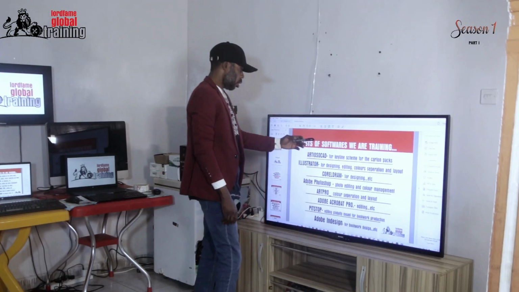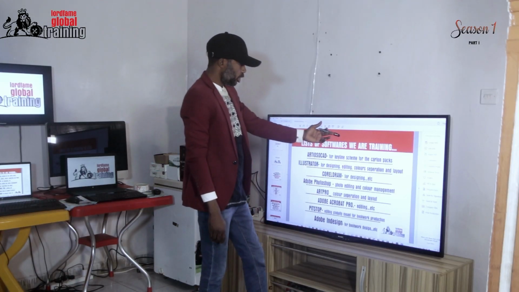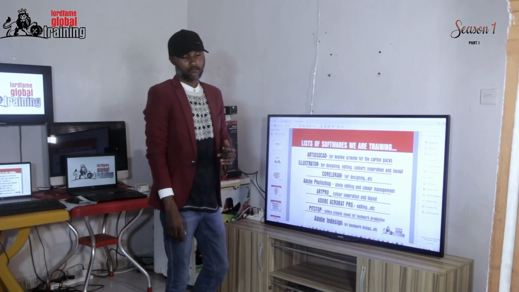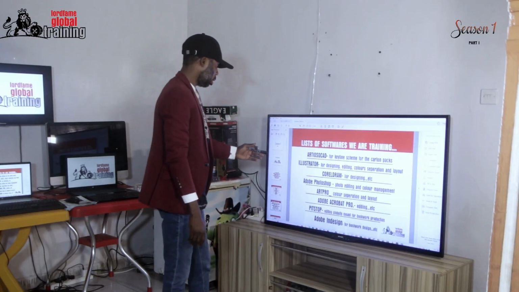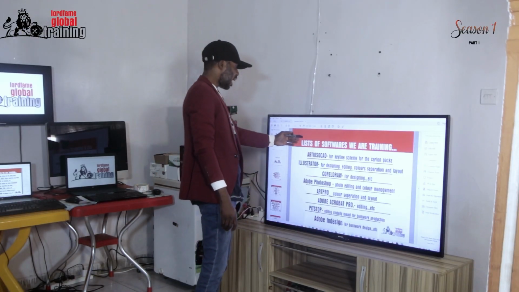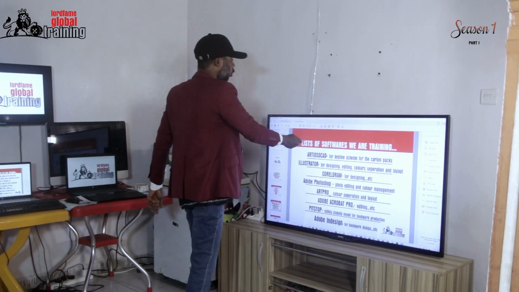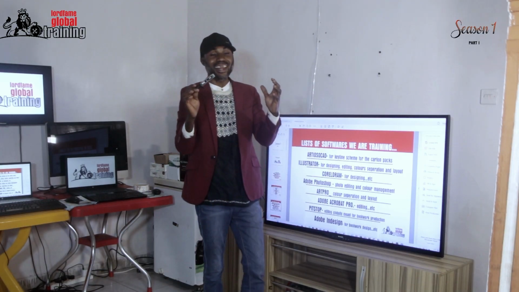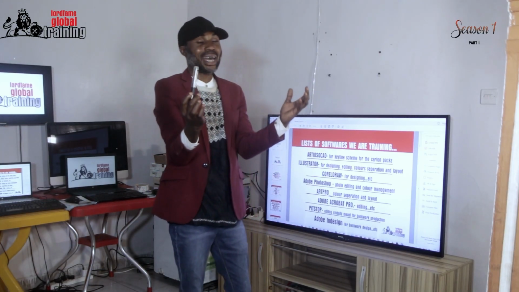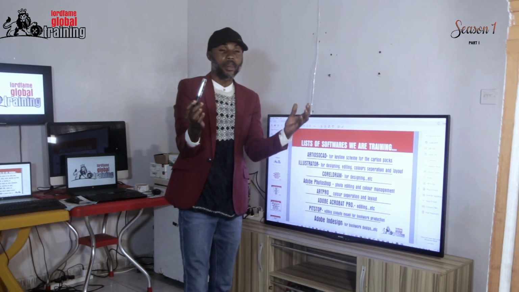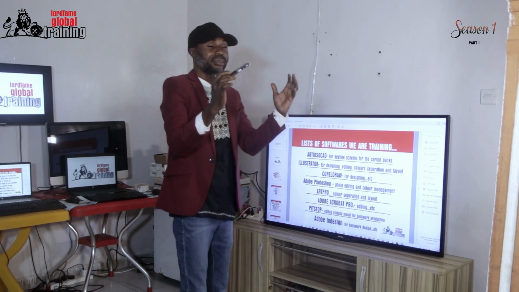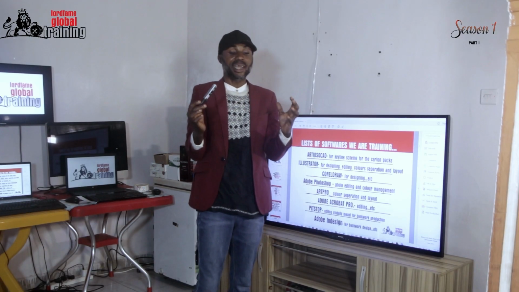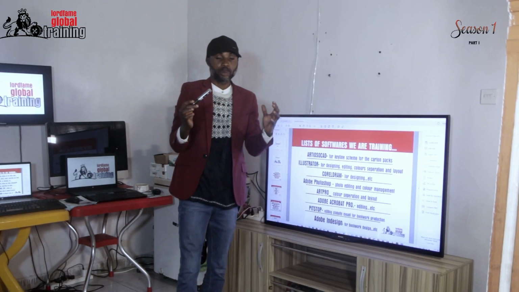List of software we are training. Those are the list of software that I'm going to teach you when we get to the practical. Beginning from AutoCAD. AutoCAD for the keyline scheme for the carton pack is going to give you the skeleton of the pack. That's what we call scheme. It has a different scheme. It has a different skeleton. I'm just using the word skeleton so that you understand what I'm trying to say.